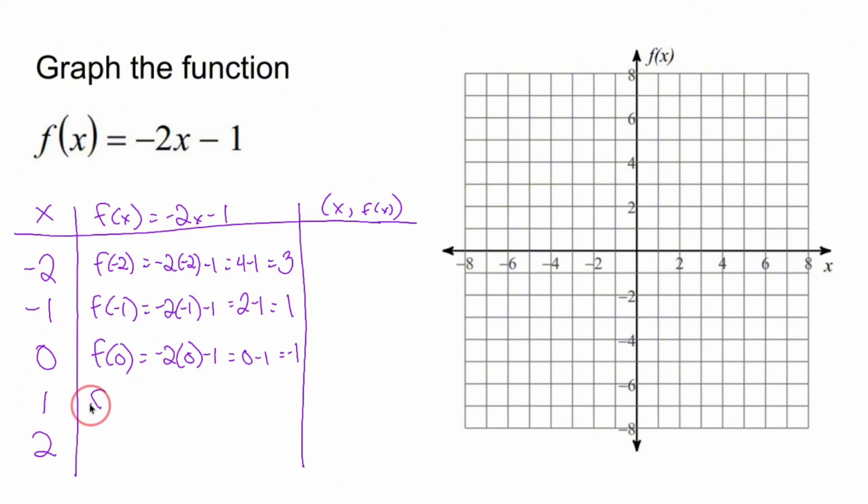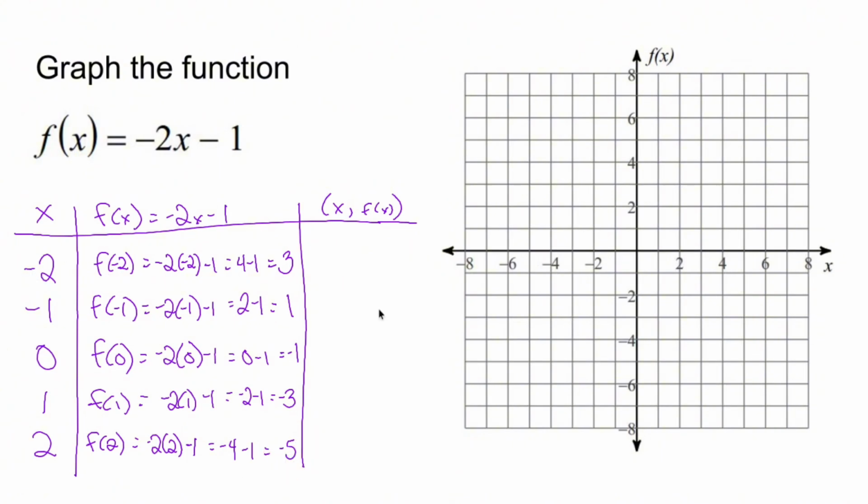Let's do it again. F of 1 equals negative 2 times 1 minus 1, so negative 2 times 1 is negative 2. Negative 2 minus 1 is negative 3. And then last but not least, I have f of 2, which has me doing negative 2 times parentheses 2 minus 1. Negative 2 times 2 is negative 4, and negative 4 minus 1 is negative 5.